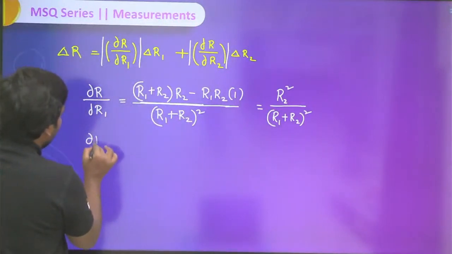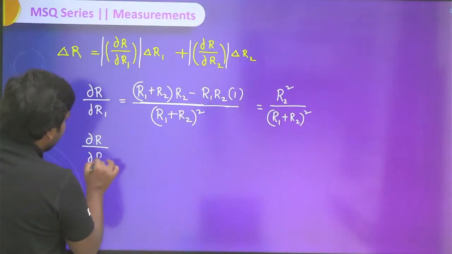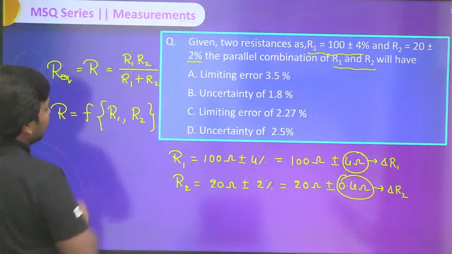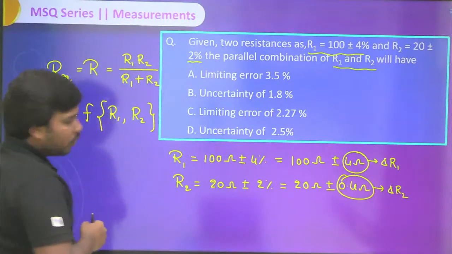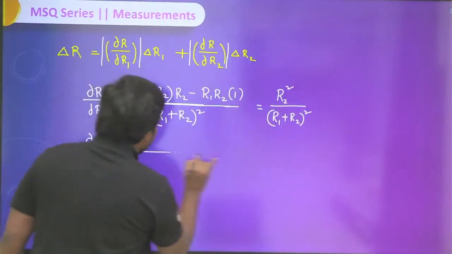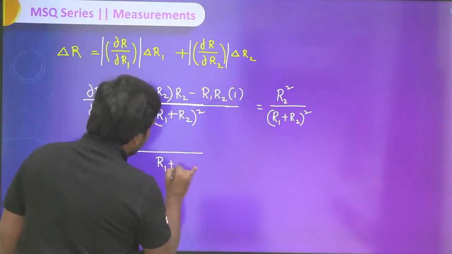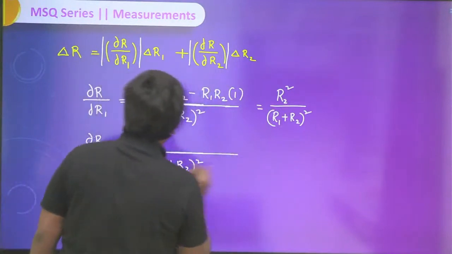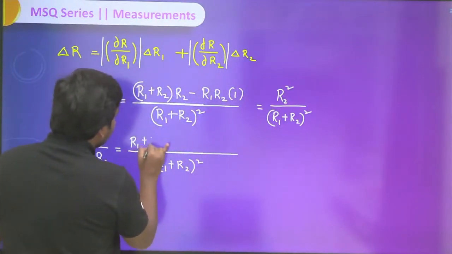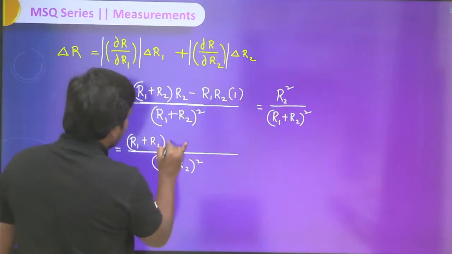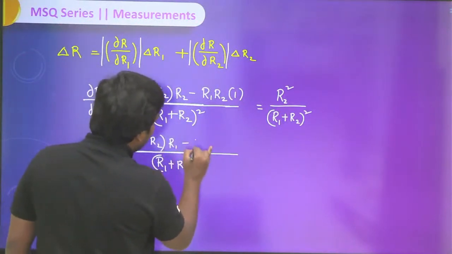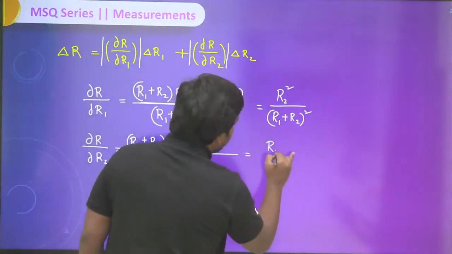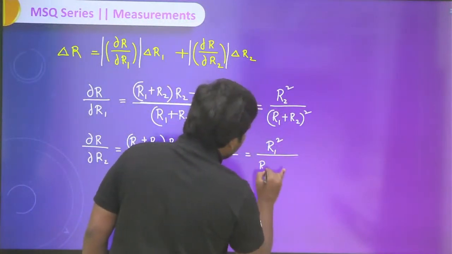At the same time, what would be this value here? ∂R by ∂R2. If you differentiate the resistance capital R with respect to R2, what value are you supposed to get here? Please use all your basics properly, then you will get R1 plus R2 whole square in the denominator. In the numerator, it is R1 plus R2 whole into R1 minus R1 and R2 here. So this is going to be equal to R1 square divided by R1 plus R2 whole square.